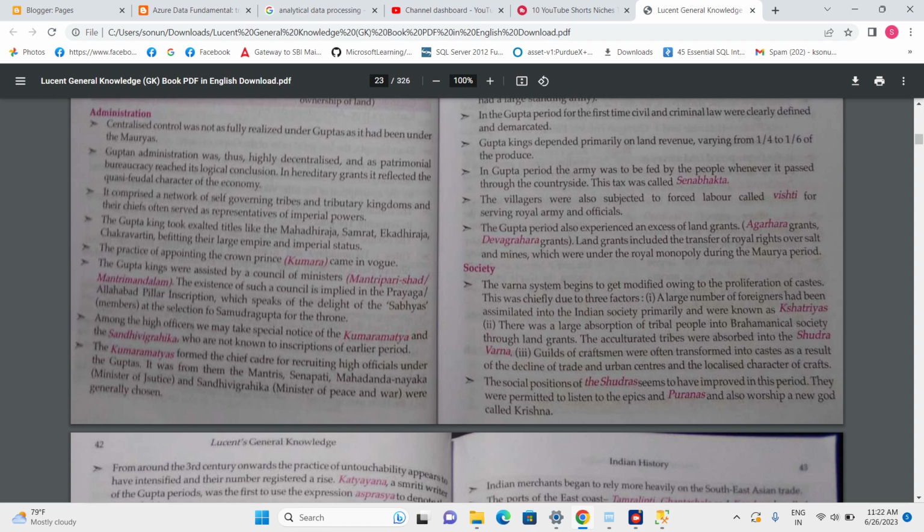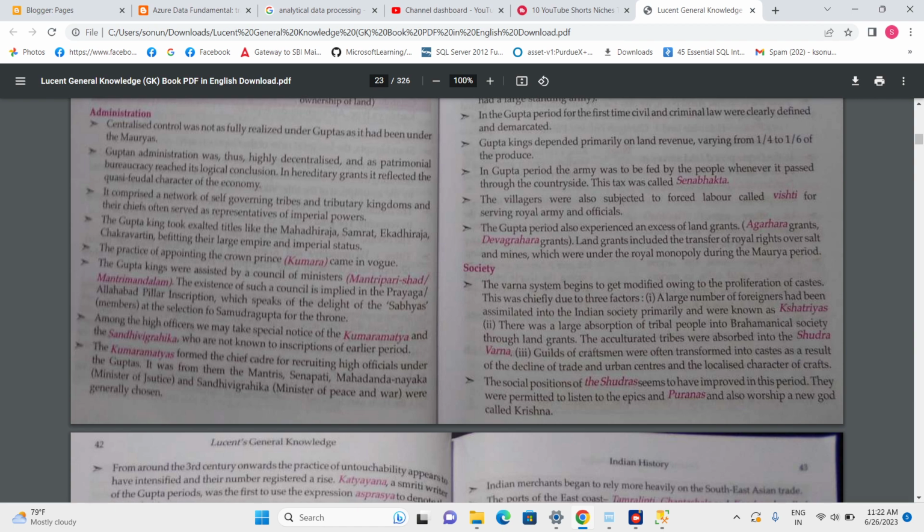Now there was one tax called Sena Bhakta tax. It means the army was fed by the people whenever it passed through the countryside. Simply, whenever troops of the army pass through some village or town, then the people who live in that village or town have to feed the army.